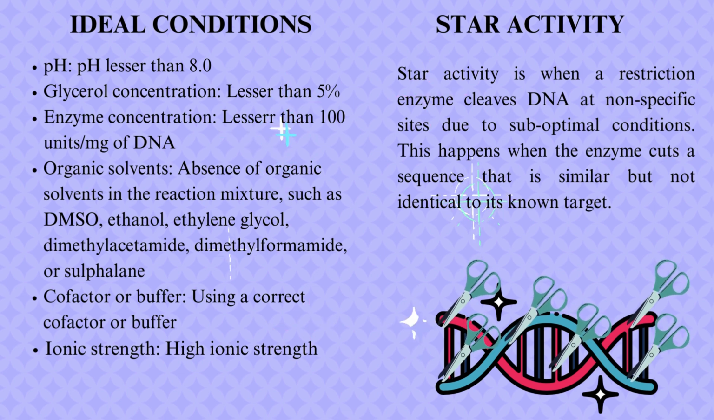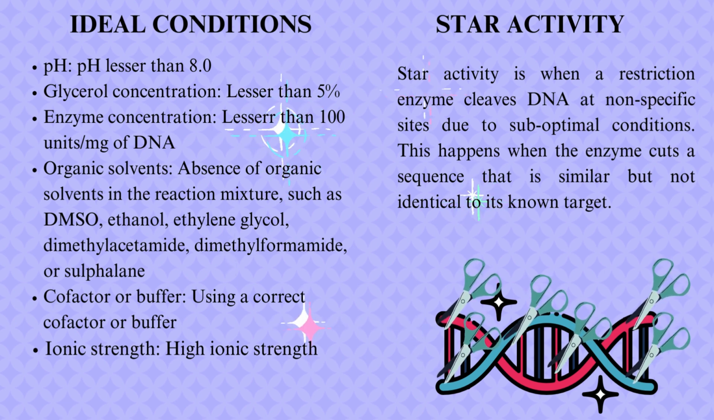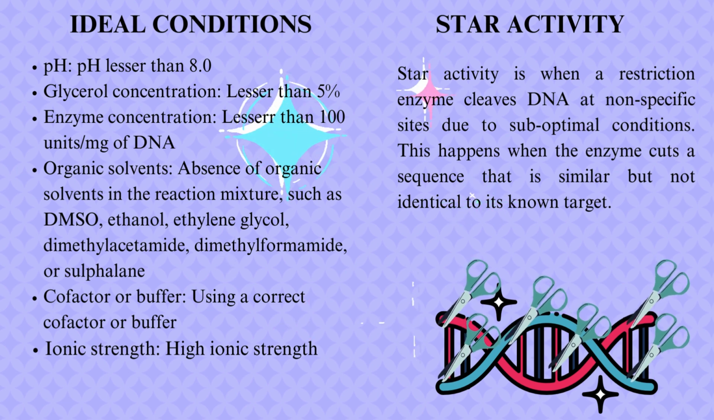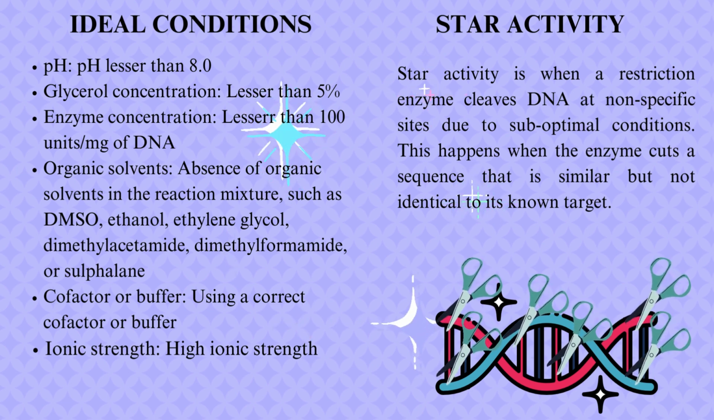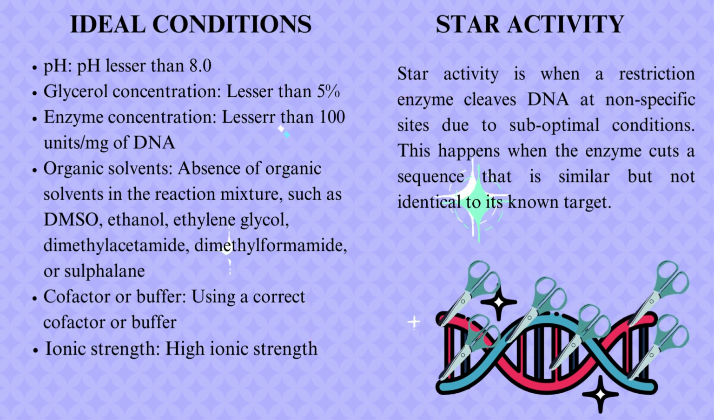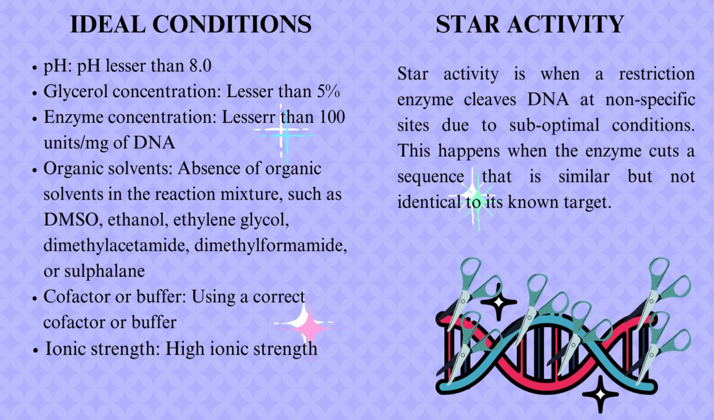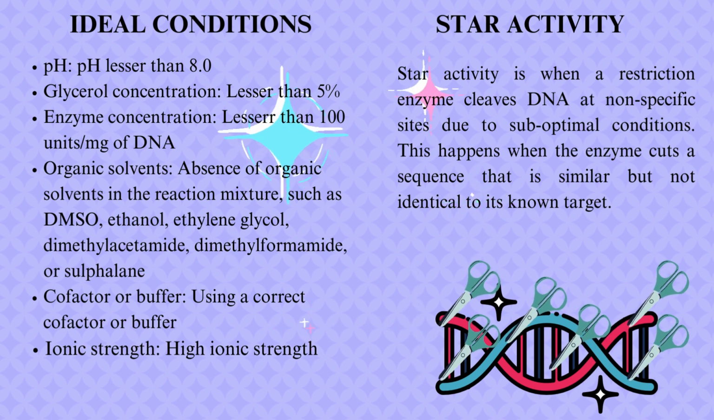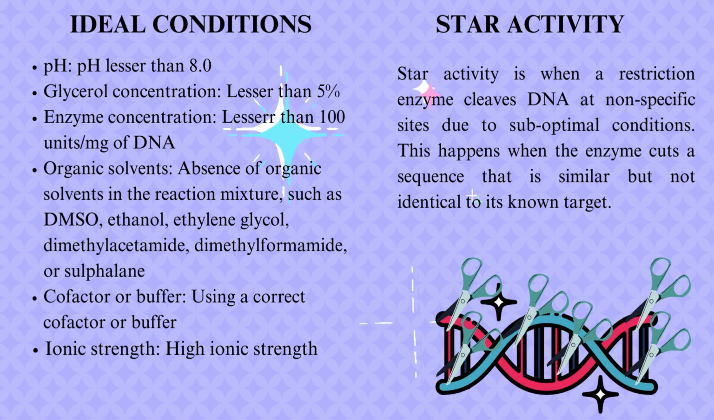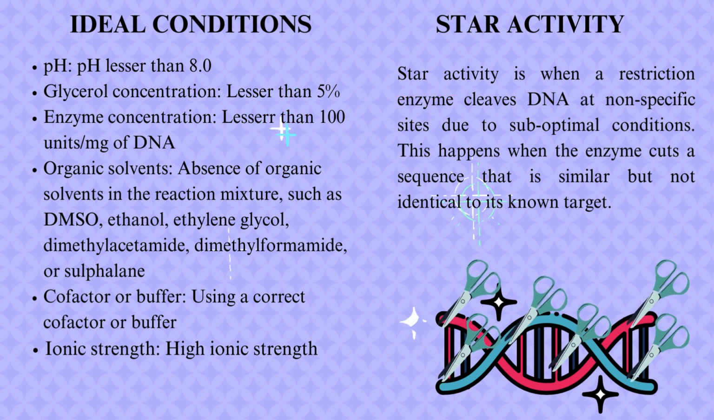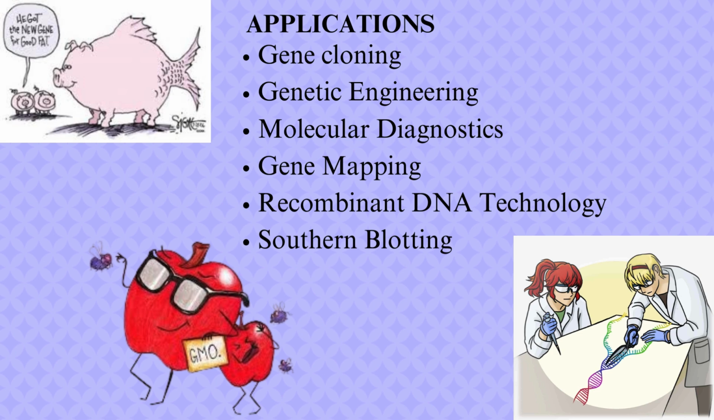Restriction enzymes work efficiently and effectively when they are provided with optimal conditions, like pH lesser than 8, glycerol concentration lesser than 5%, high ionic strength, etc. But when these ideal conditions are not provided, they make non-specific cuts apart from their restriction sites, and this activity is known as star activity.